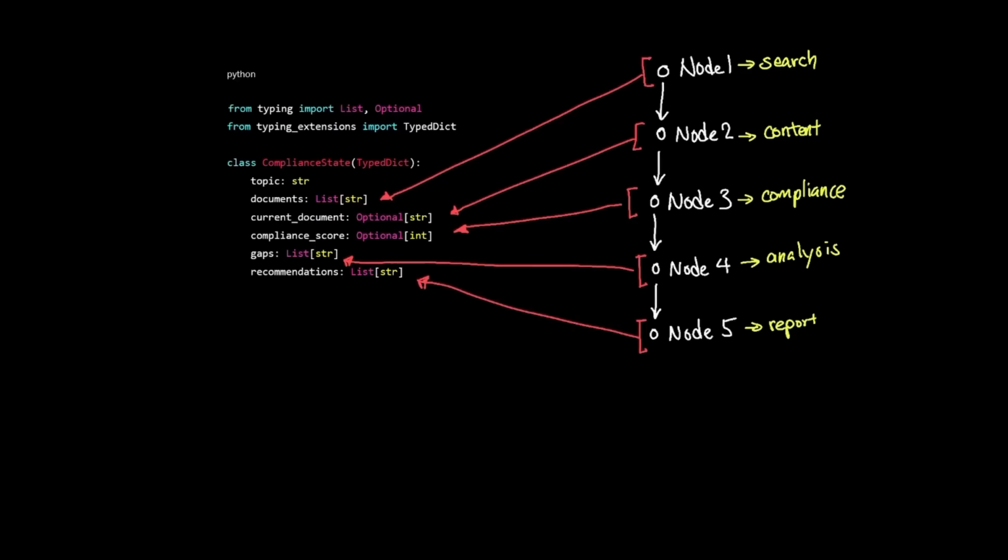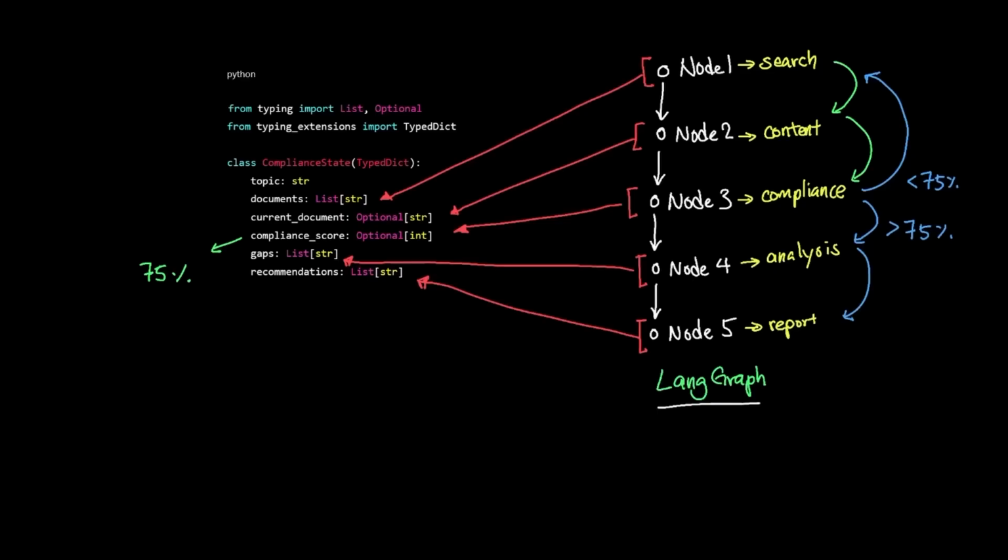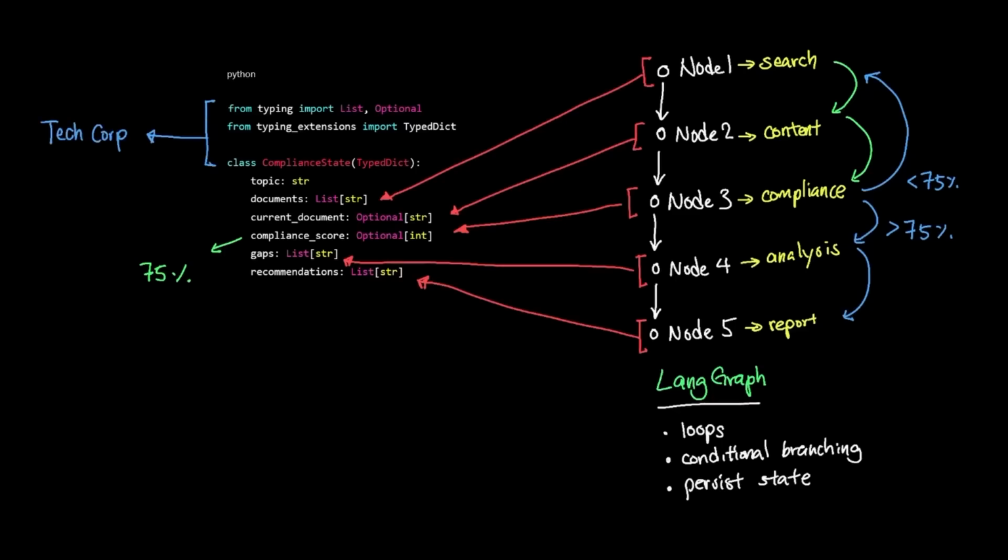The state graph orchestrates execution based on the configured flow. If Node 3 determines the compliance score is below 75%, the conditional edge routes back to Node 1 to gather additional documents. If the score exceeds 75%, execution proceeds to Node 5 for final report generation. As you can see, this creates powerful capabilities: loops for iterative analysis, conditional branching on intermediate results, and persistent state that maintains context across the entire workflow. So for TechCorp's compliance assistant, LangGraph is an essential tool for workflow automation.